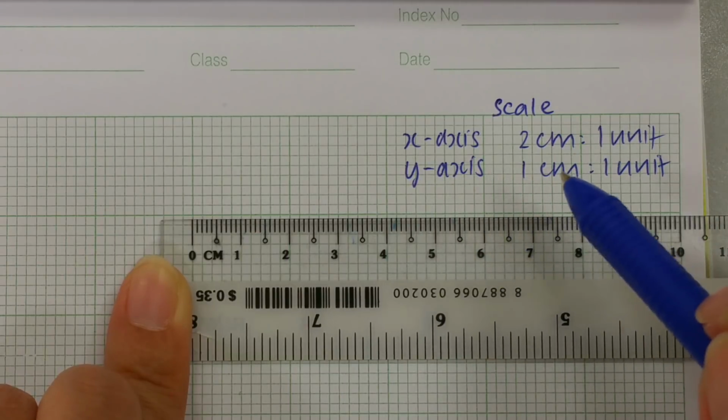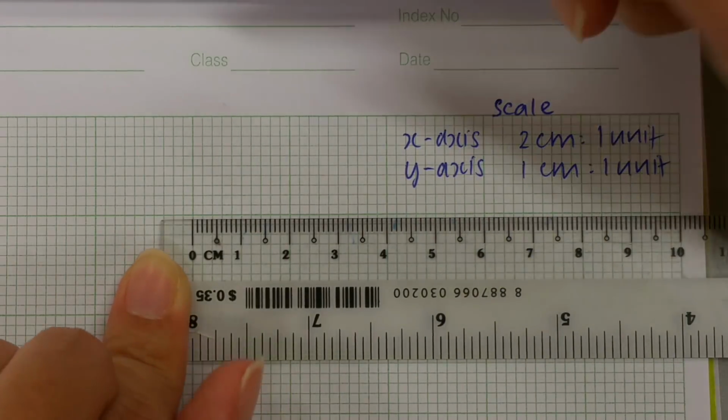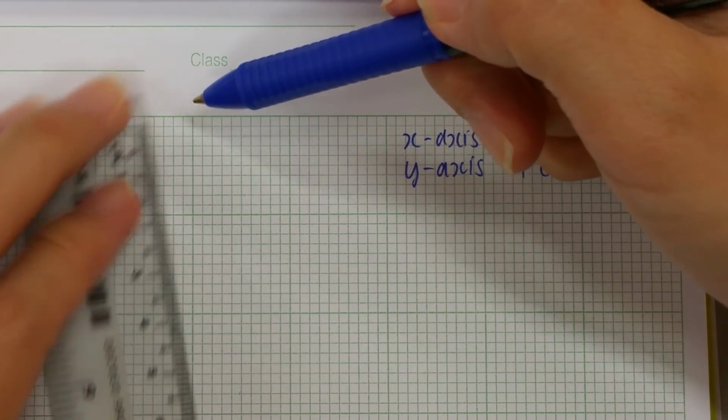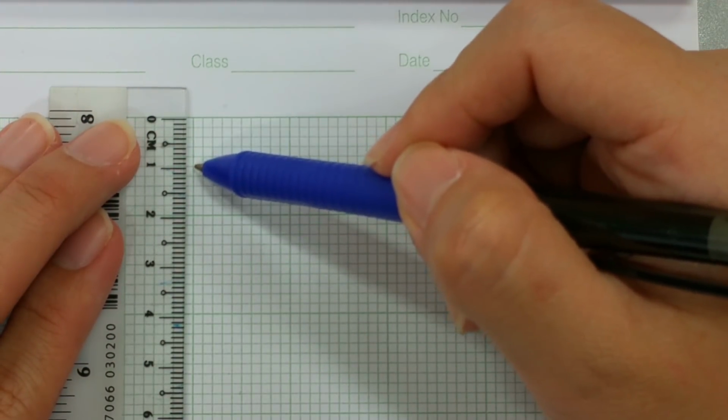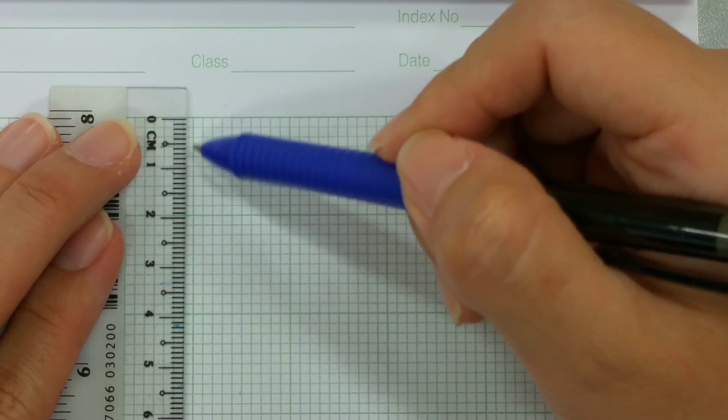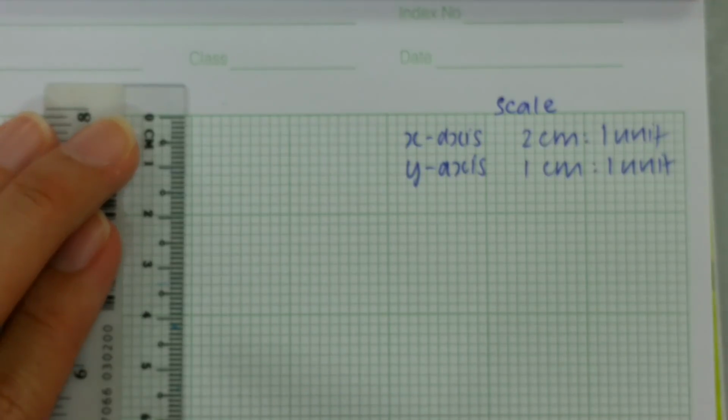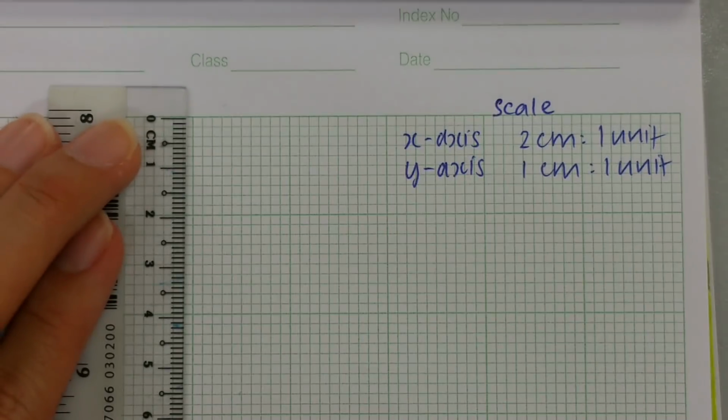And for the y-axis, they say 1 cm, 1 unit. The y-axis will be the vertical part. So if you come back here, you know that it's only about half of the big square. That's 1 cm. So 1 cm will represent 1 unit. Okay, so this is for the scale.